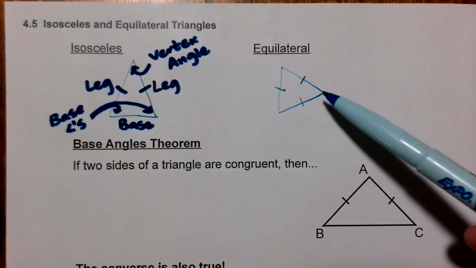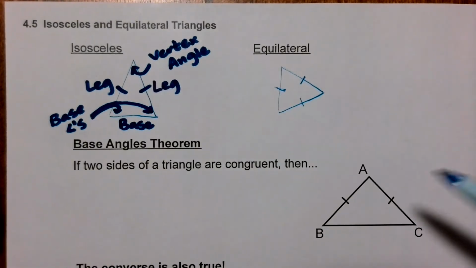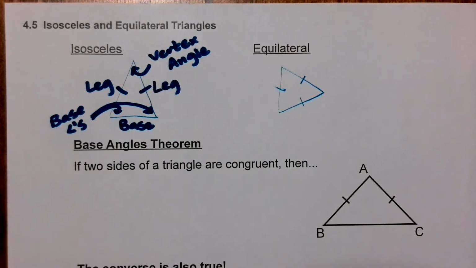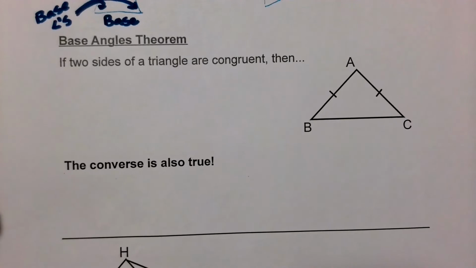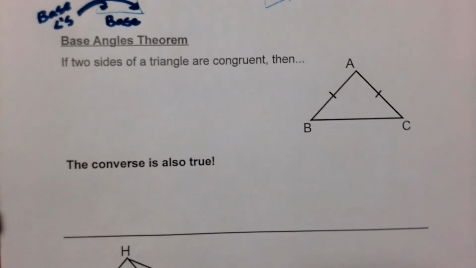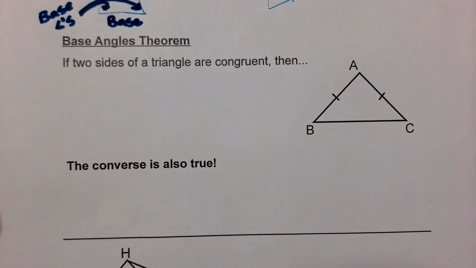For the equilateral triangles, since all of the sides are the same, and we'll find that the angles have to be the same as well, we don't have names for everything, but all of these things we will refer to for sure. Okay. So the biggest theorem that we're going to look at today, this is not one that you need to know by name, but definitely be able to use, is the base angles theorem.